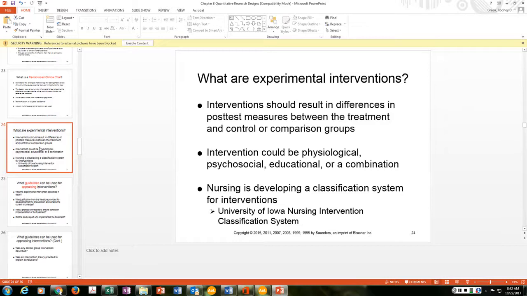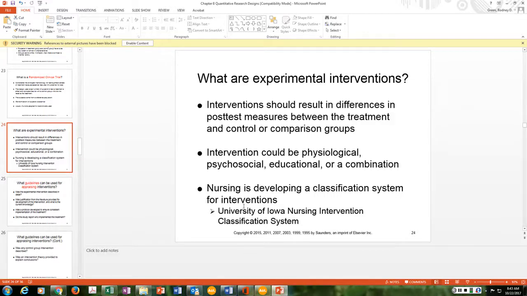What are experimental interventions? Well, the interventions that are carried out during the study should result in differences when you measure on post-test, when you measure certain variables between the treatment and the control or comparison groups. The intervention can be physiological, psychosocial, educational, or a combination of these.